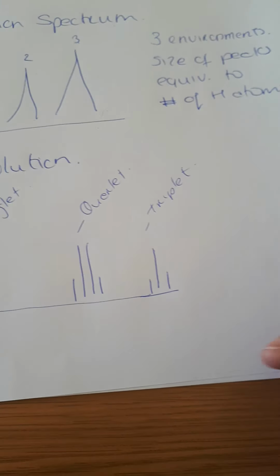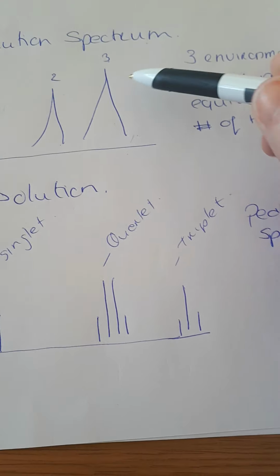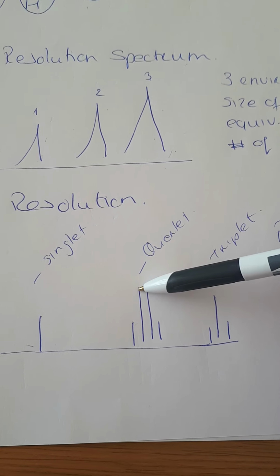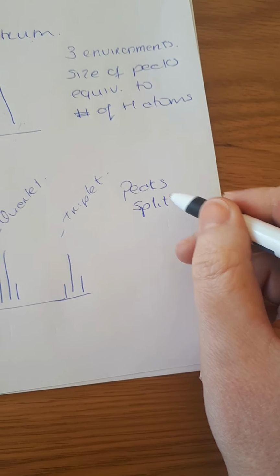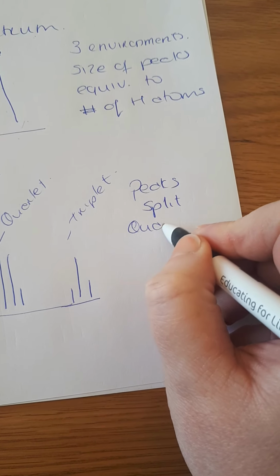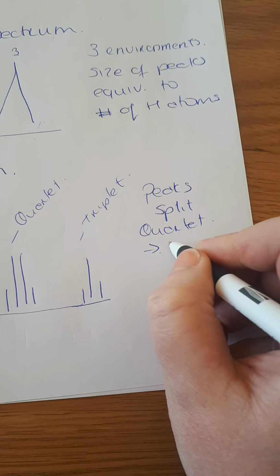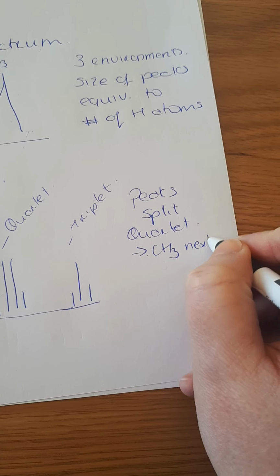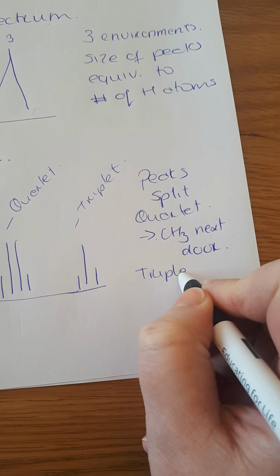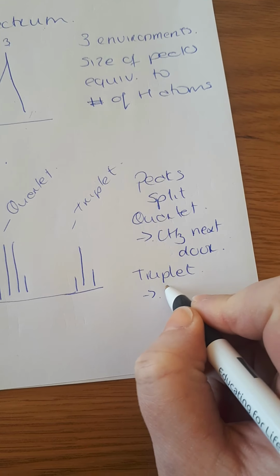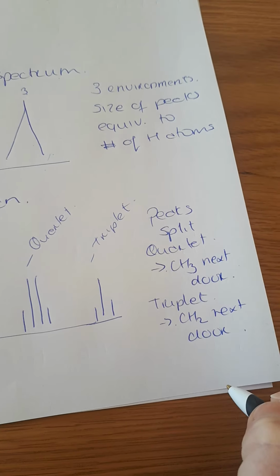molecule. Now the peaks are split. So this here is still equivalent to this, and this is still equivalent to this. It's just now that these peaks have split up into their different lines. So the peaks split. So if something splits into a quartet, that tells us that there's a CH3 next door. If we have a triplet, that tells us that there's a CH2 next door. And when I mean next door, I mean directly attached.